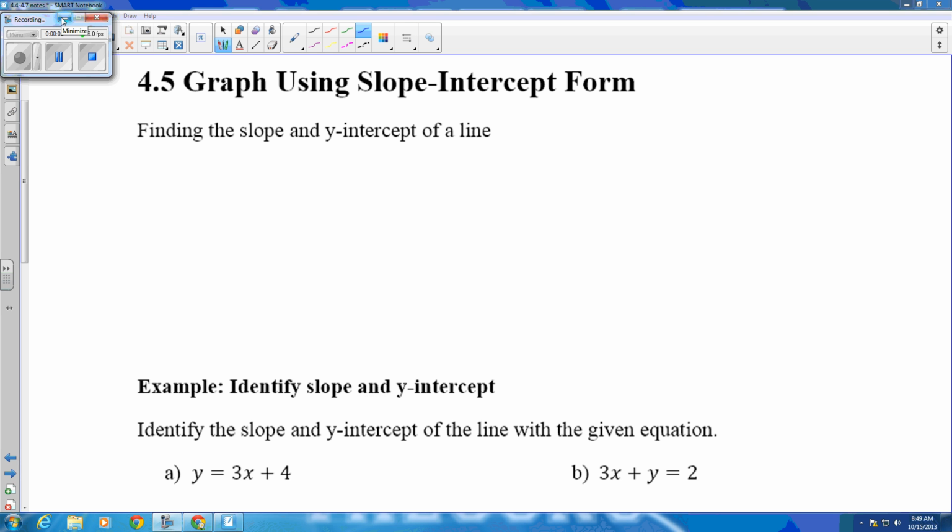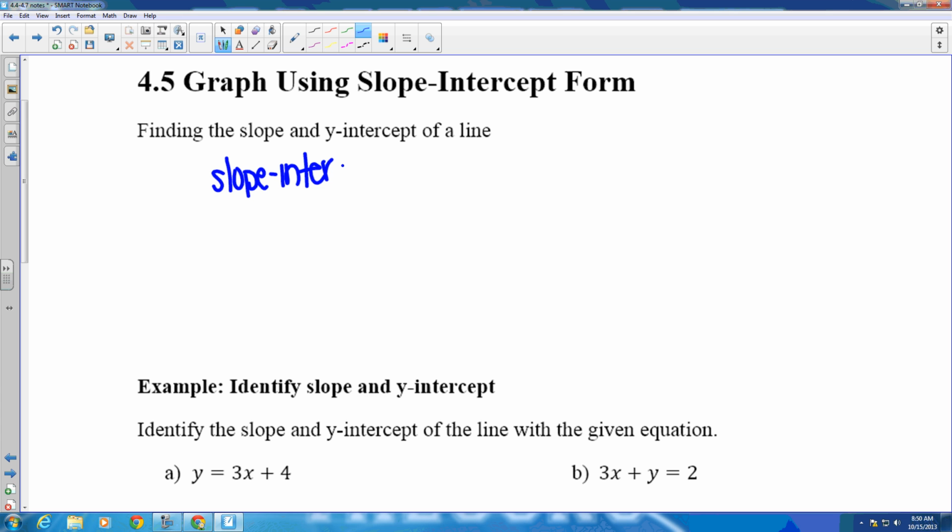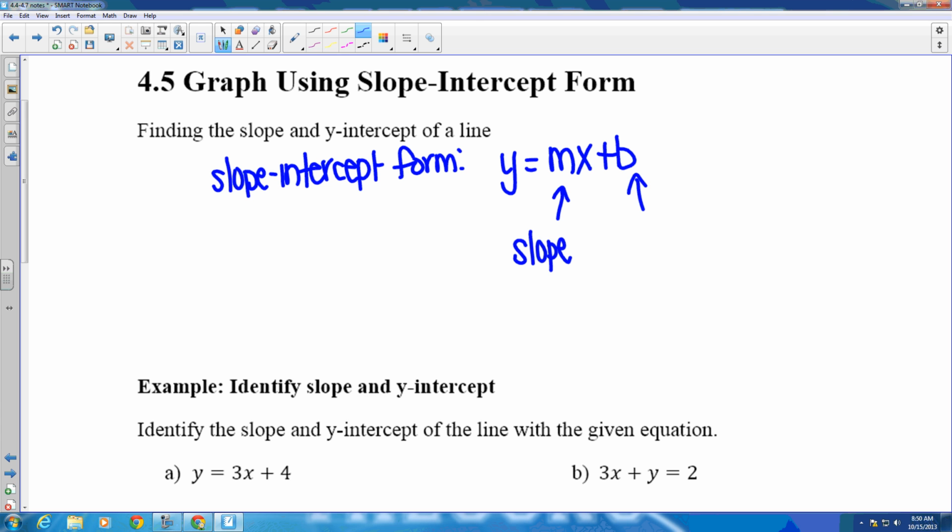Okay, in section 5 today we are going to be worrying about graphing in slope-intercept form. So we have to find the slope and y-intercept of a line. Slope-intercept form, which is what this whole section is about, helps us find both. The form is y equals mx plus b. Now in the last section we talked about how m represents the slope. And in this equation our b is going to represent our y-intercept.